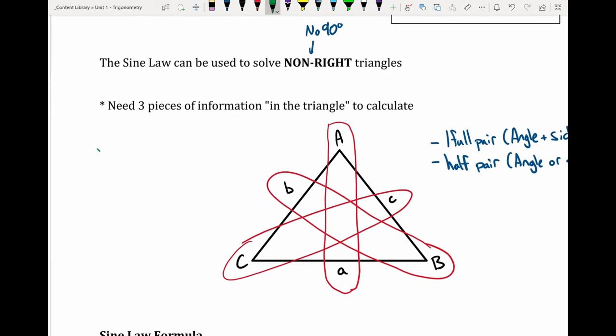I am just going to make a small mark over here. Note that capitals refer to angles, and lowercase refers to sides. Again, when you see a label on a triangle, the lowercase usually refers to sides, and capitals refer to angles.